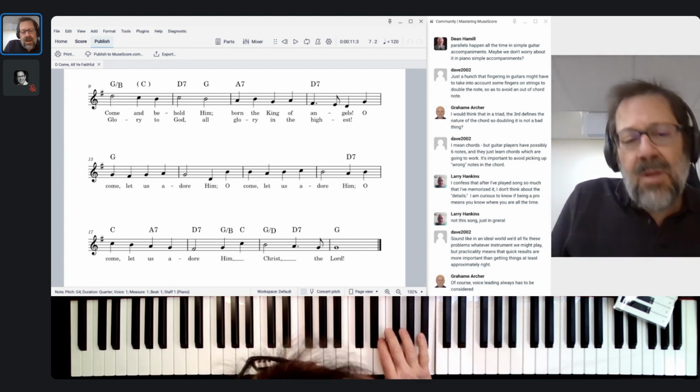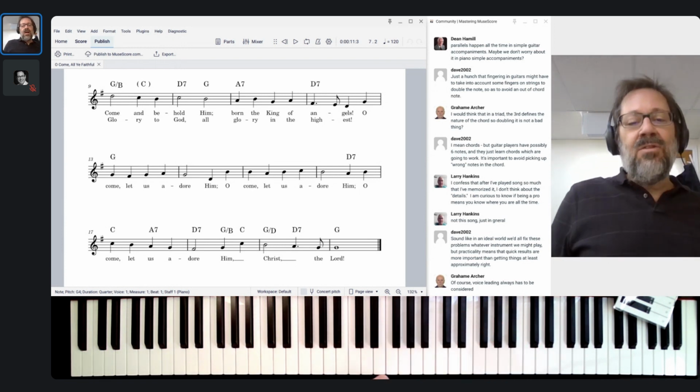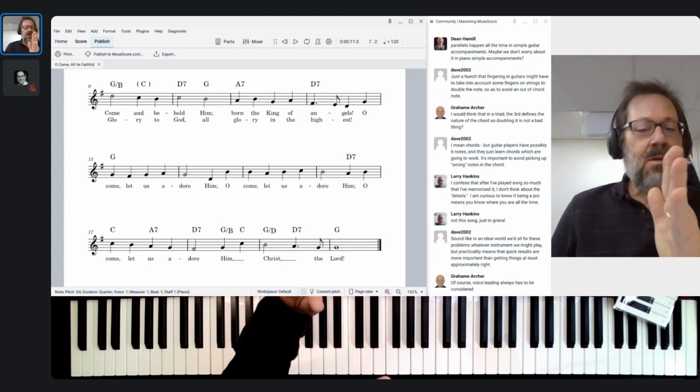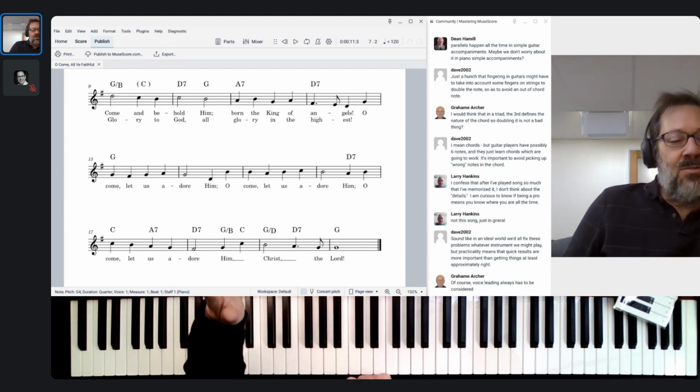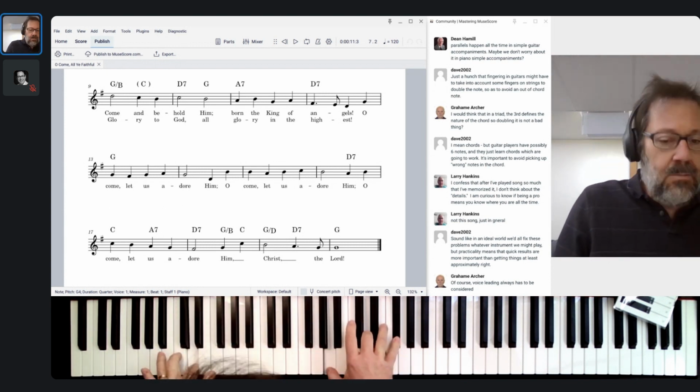So why not apply that to the piano? I'm not trying to create an entire walking bass line, but basically when I see that dominant 7th chord, and then the next bass note is a third below it, I know that that walk down is going to work.